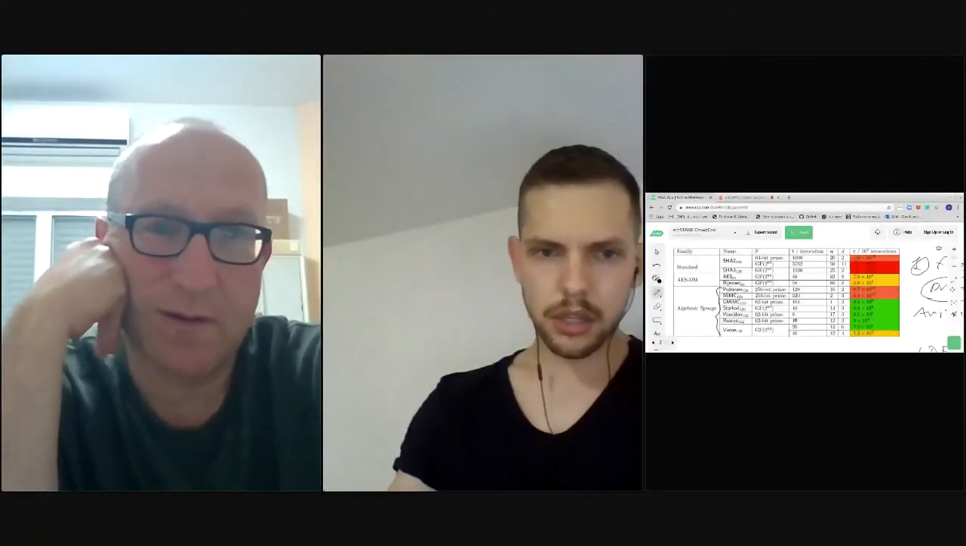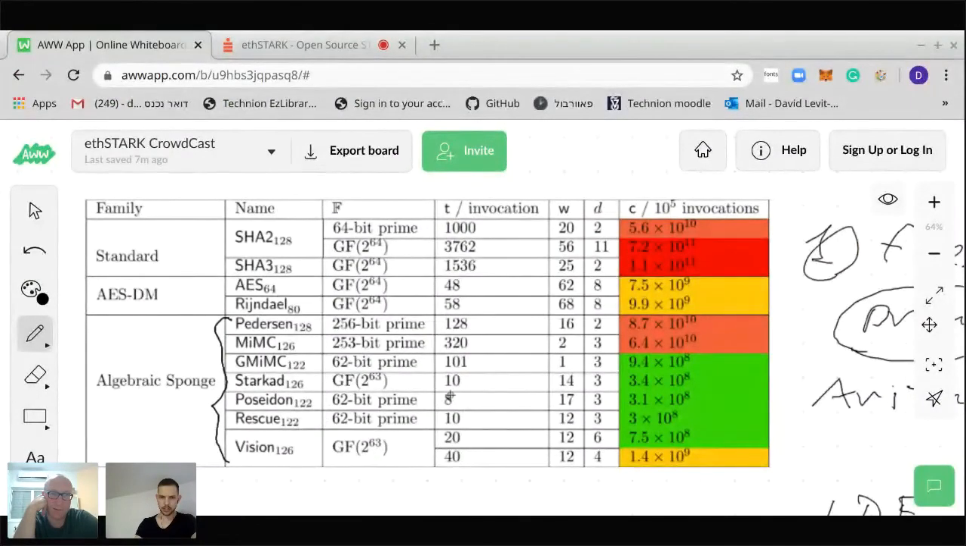Maybe you can go back to the screen. Okay, so back to here. Poseidon actually has 8 times 17 field elements in the trace, and Rescue has 10 times 12. So Poseidon has a bit larger trace.